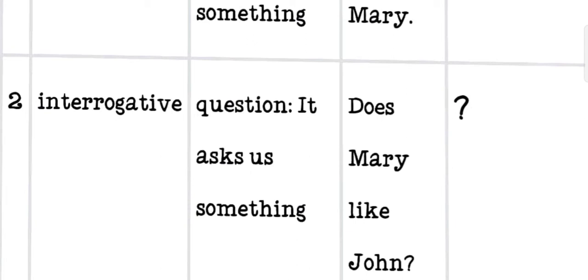Interrogative questions are of two types: yes or no questions or WH questions. Yes or no questions begin with helping verbs like do, does, is, am, are, was, were, has, have, had, did. And WH questions begin with what, where, when, how, etc. And they are always finished with a question mark.